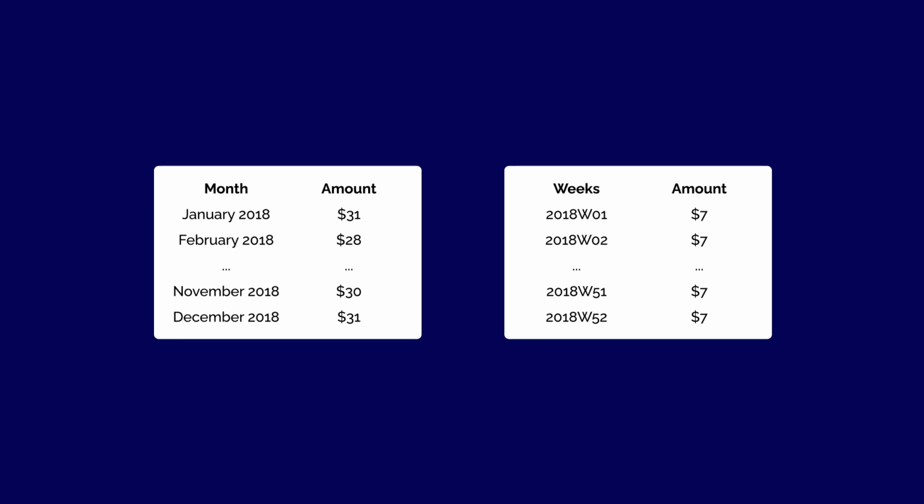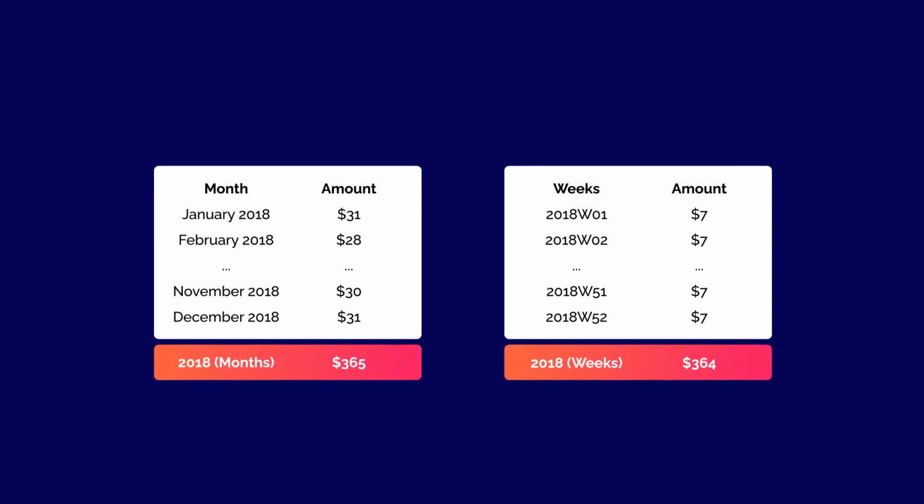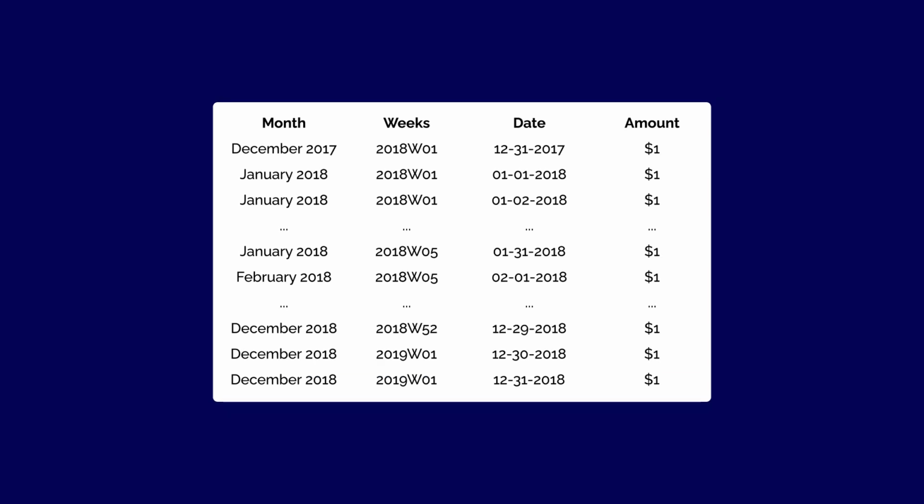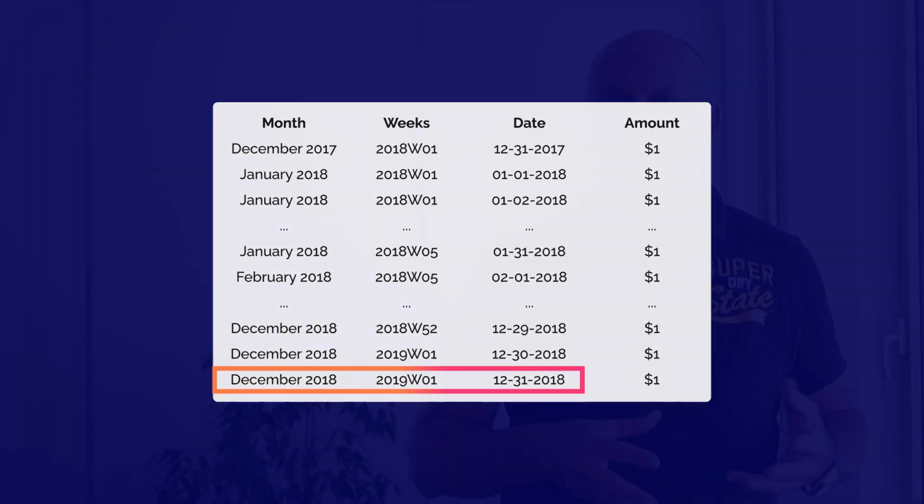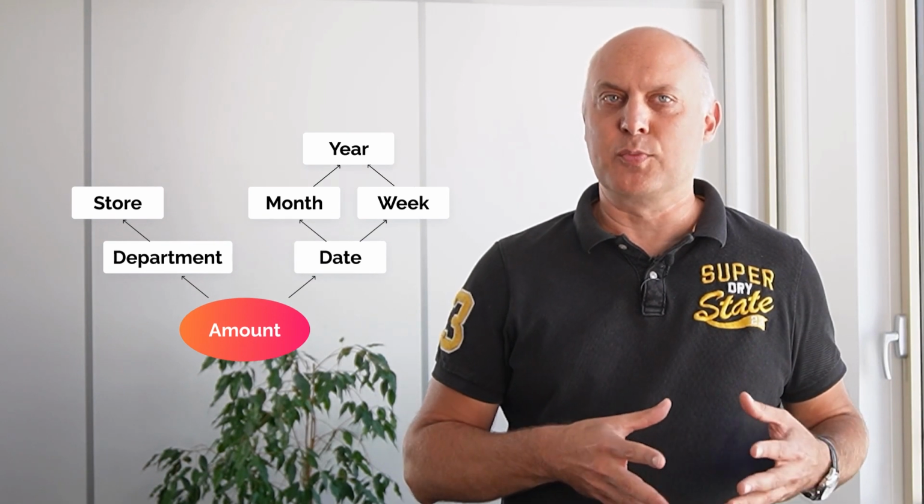So far, everything seems consistent, but the problem arises when we try to sum the amount columns in the two tables. So, where does the error come from? If we take a closer look at the basic data, we quickly see where the problem comes from. We have a discrepancy because the weeks straddle the calendar years.